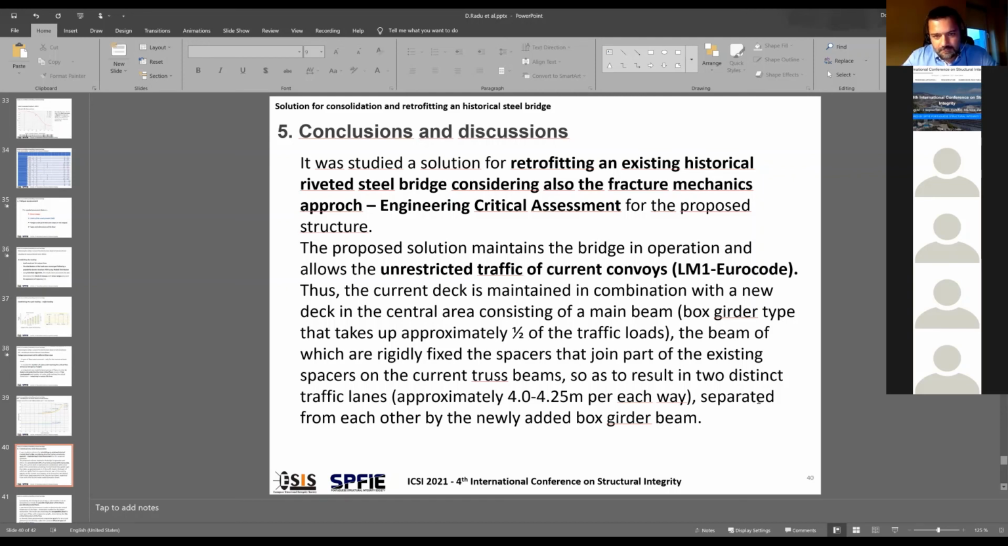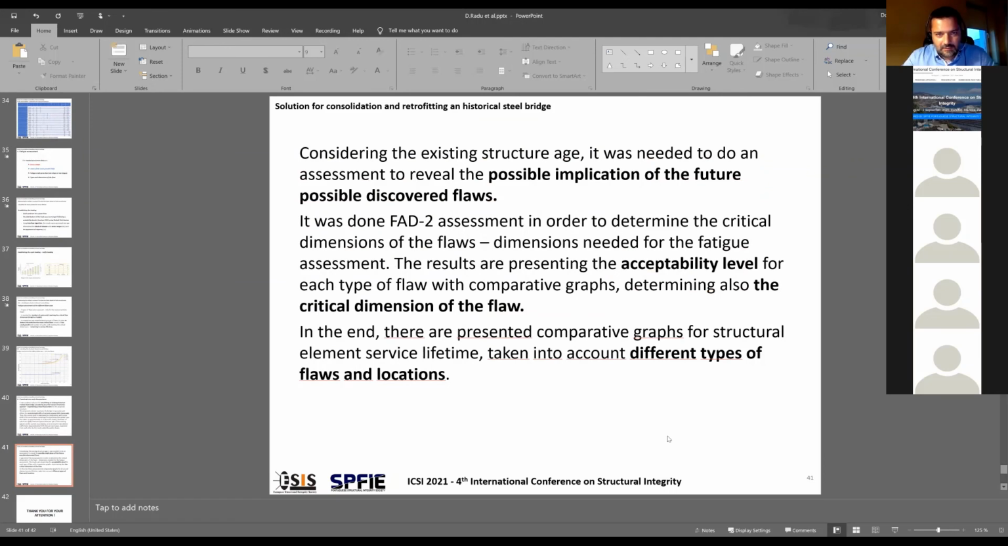The solution also considers, as I presented, the engineering critical assessment in order to assess the implication of possible discovered flaws. This was also presented in this research. And in the end, as we have seen, our presented graphs are comparative graphs for the structural and service lifetime, taking into account different types of flaw and locations.